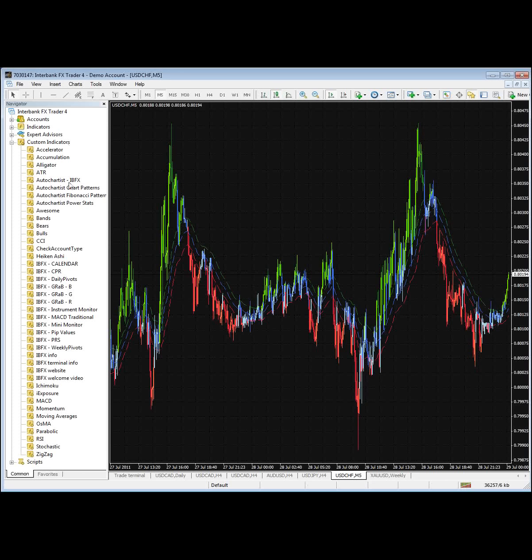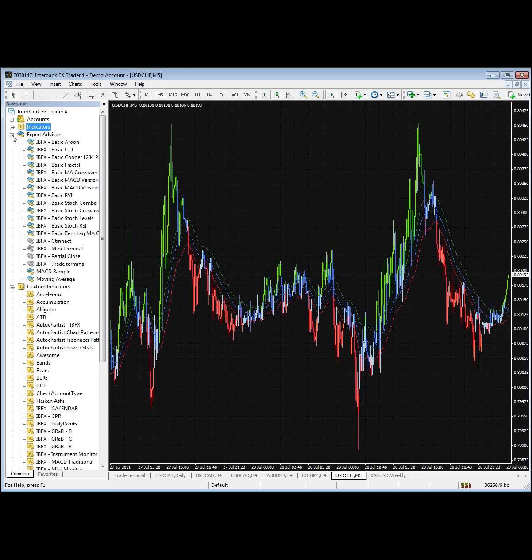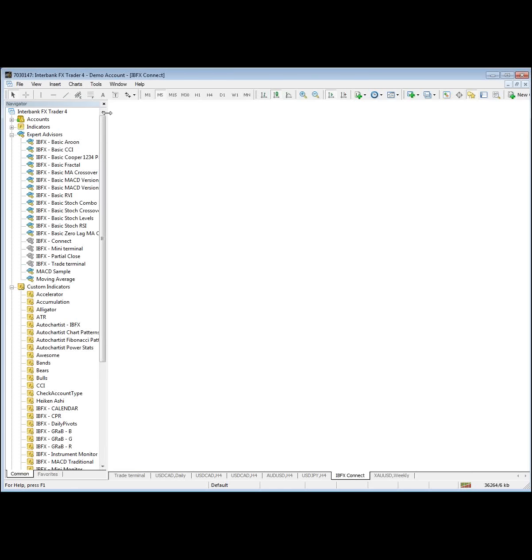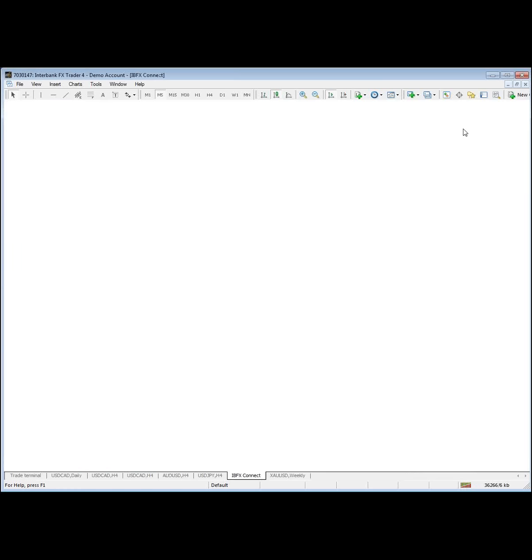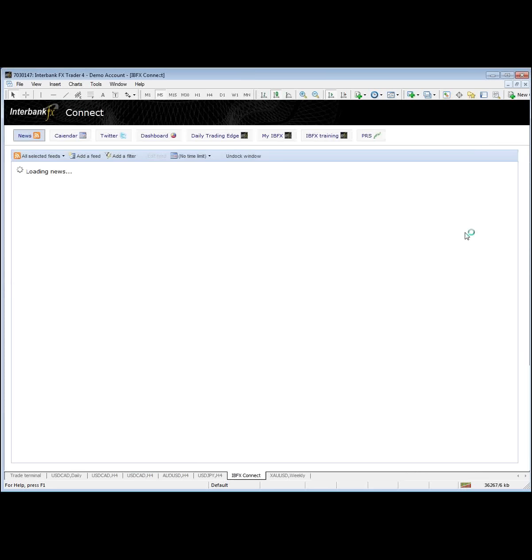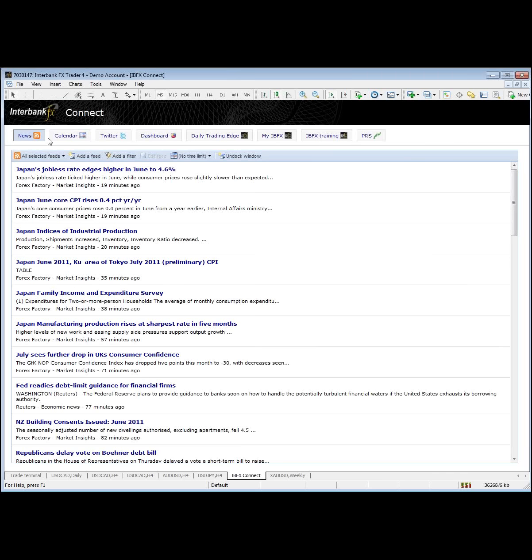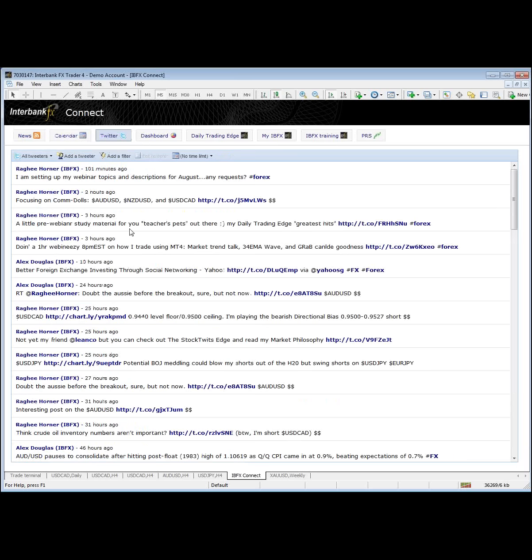So I've got a chart here, right? I've dropped down my custom indicators sidebar. You can see all the different options we have here. And I actually need to go to my expert advisors, and you will see IBFX Connect in that list. Just drop it on the chart, and what's going to happen is your chart is going to become basically a web page. And it's going to load news, it's going to load a calendar, and also the Twitter feed. Okay? So you can check that out there.